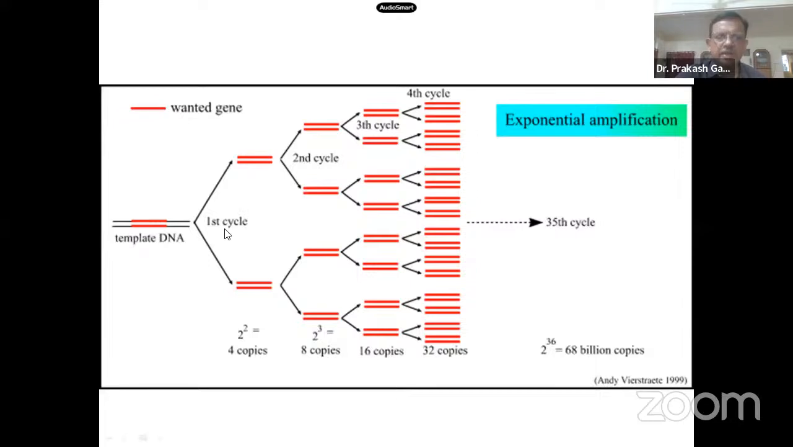We'll see here that 2 copies are formed in the first cycle, then these 2 copies will form the next 2 copies, that is 4 copies. So at the end of the 35th cycle, something like 16 billion copies will be formed. This is what is known as a polymerase chain reaction, and multiple copies are formed.